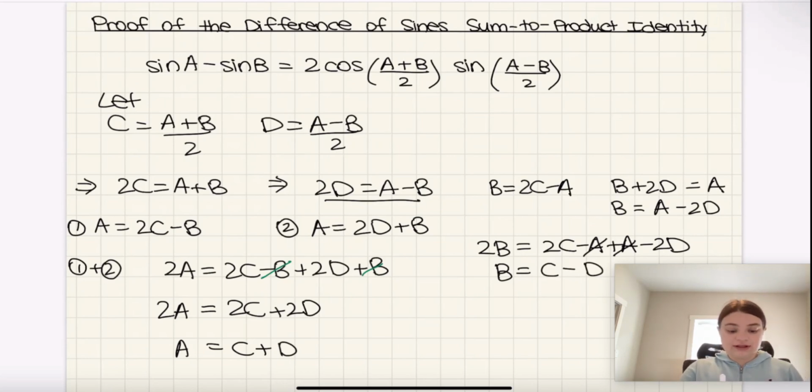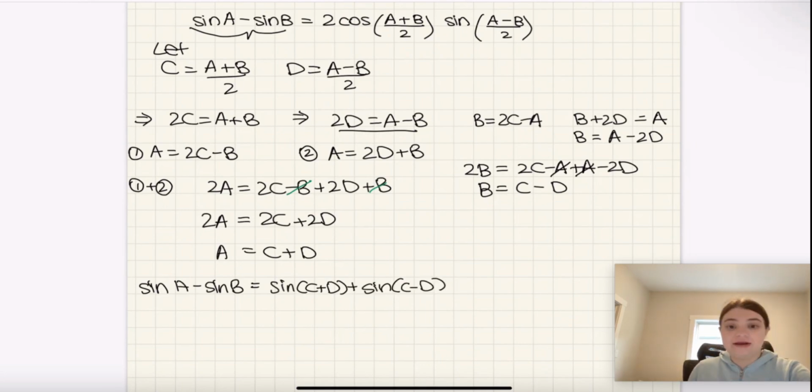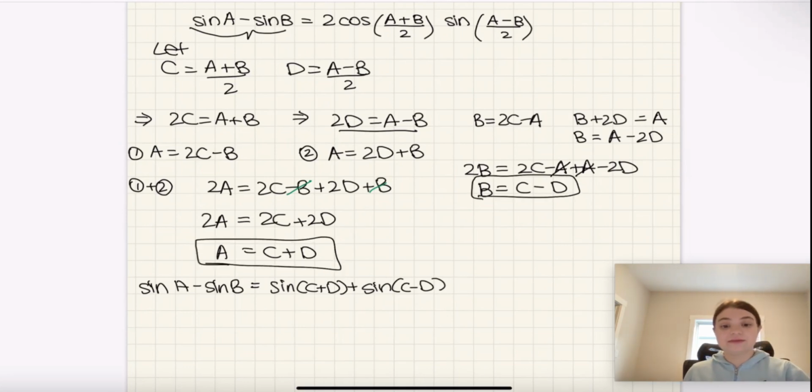All right, so the next thing we're going to do is recall our identities related to addition and subtraction as well, right? Because notice here on the left side of our original identity that we're seeking to prove, we have sine A minus sine B. And so sine A minus sine B, based on what we've done so far, can be rewritten as sine of (C plus D) plus sine of (C minus D), right? Because all we're doing here is plugging in the equations that we found, okay?